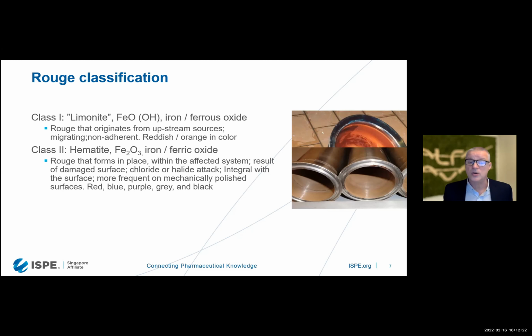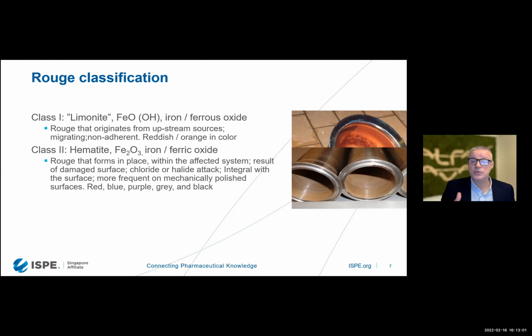combination, or ferric oxide. And this rouge is different from class 1 because this rouge forms in place where you have the problem, where rouge is generated. That's also where you will see the rouge in your system. So it's easier to detect the cause for rouge when you have class 2 because it's just where you see the rouge. That is not possible in class 1. And as you can see in the picture here, this is a little bit more grayish or brownish in color. It could be everything from red, blue, purple, gray, and black.